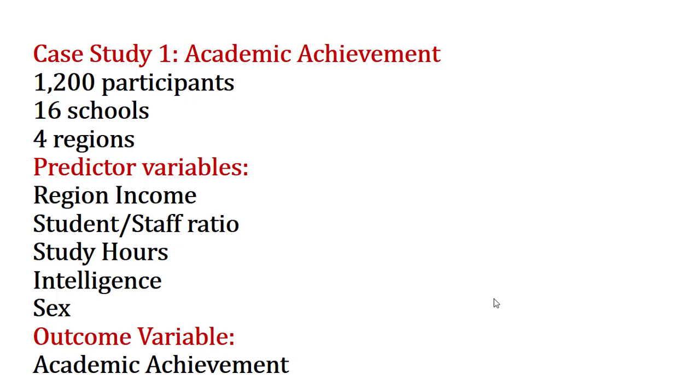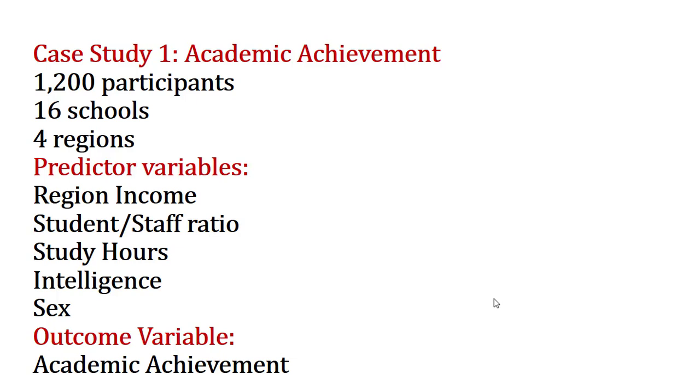Now those variables are collected at different levels. So region income is at the region level. It's the average income of the region, and we only have 4 values. Student-staff ratio is the student-staff ratio of each school. So we only have 16 values of student-staff ratio.